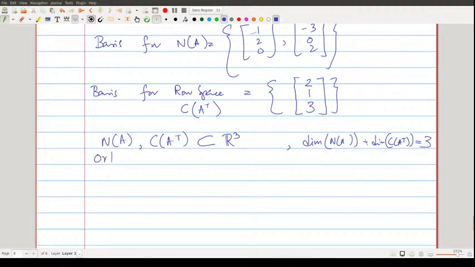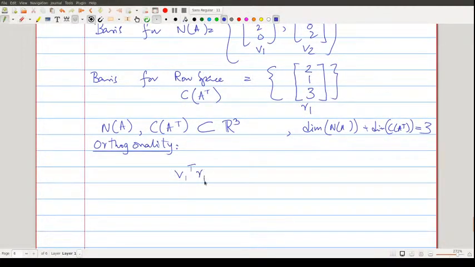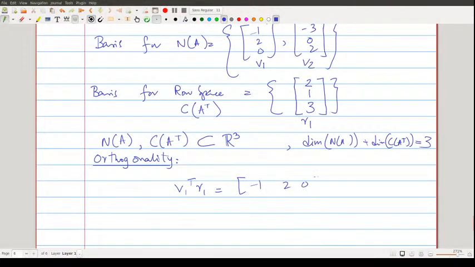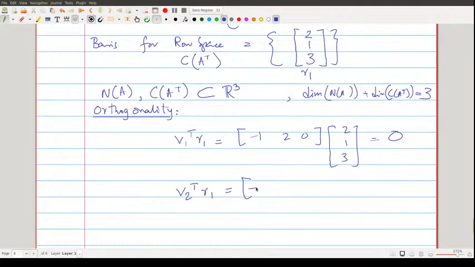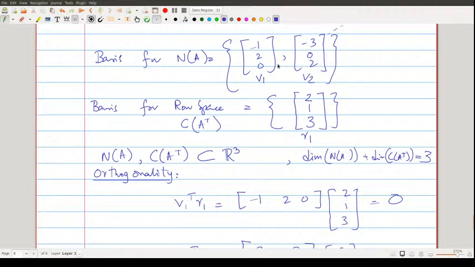And now let's talk about orthogonality. Let's do first a rough check. Is this vector perpendicular to this vector? Let's call these V1, V2, and call this R1. So V1 transpose R1 is minus 1, 2, 0 dotted with 2, 1, 3. And that's just minus 2 plus 2, 0, which is 0. Nice, that worked out. V2 transpose R1 gives me what? The second vector is minus 3, 0, 2, and over here we have 2, 1, 3. Minus 3 times 2 is minus 6, then nothing, then plus 6. Again, 0.